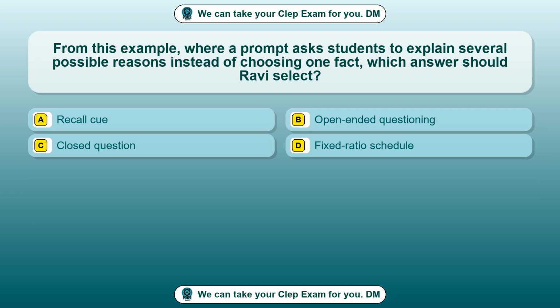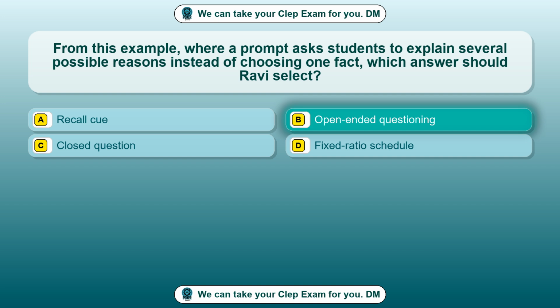Question 76. From this example, where a prompt asks students to explain several possible reasons instead of choosing one fact, which answer should Ravi select? Option A, recall cue. Option B, open-ended questioning. Option C, closed question. Option D, fixed ratio schedule. The correct answer is option B.